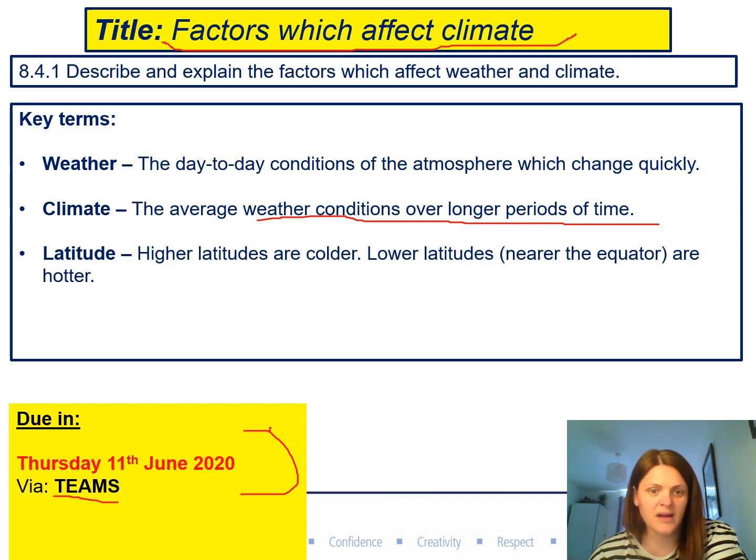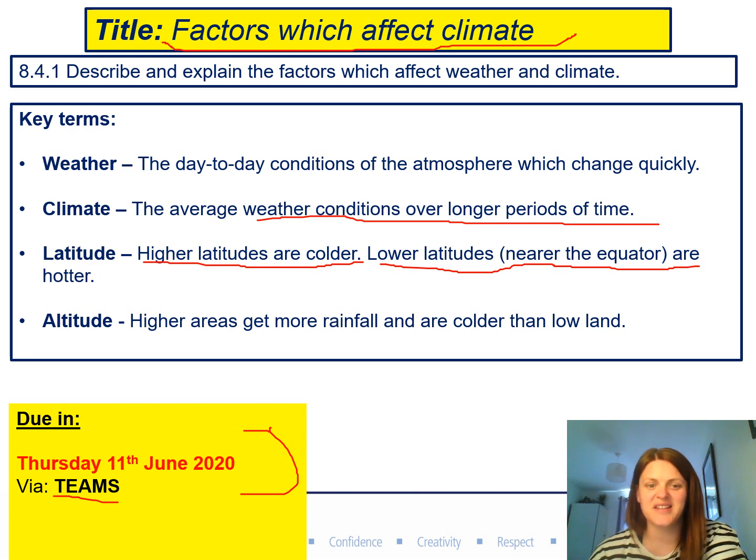Latitude. We remember this from year 7. So latitude relates to climate, where the higher the latitudes, the colder the climate. And then the lower the latitudes, nearer the equator, the hotter the climate.